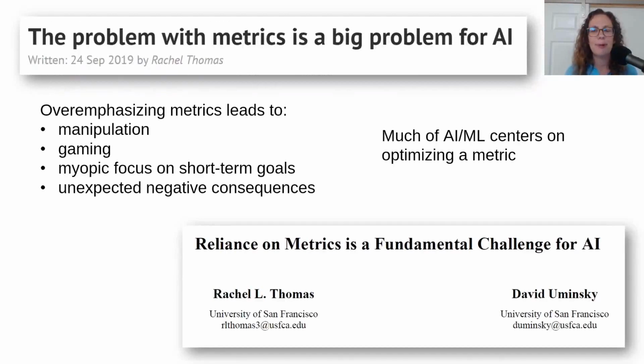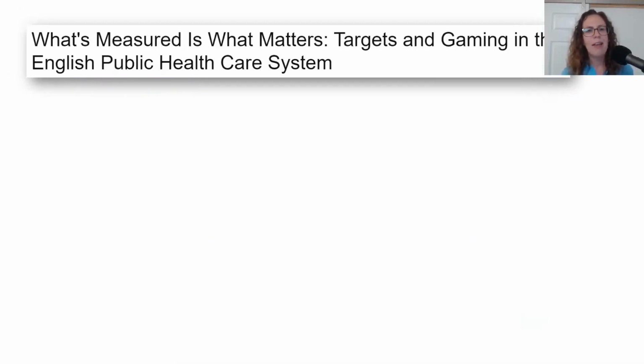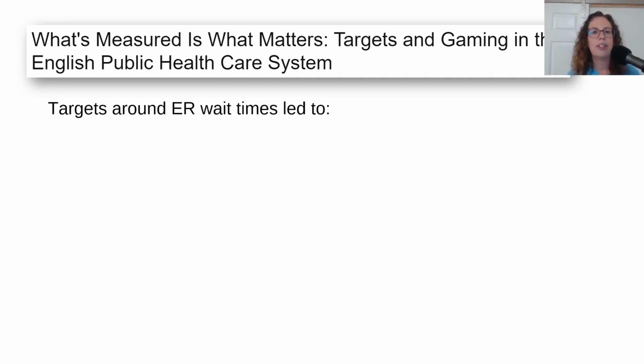I'm going to give a few examples, and this can happen not just in machine learning, but in analog examples as well. So this is from a study of when England's public health system implemented a lot more targets around numbers in the early 2000s. The study was called What's Measured is What Matters. And so they found, one of the targets was around reducing ER wait times, which seems like a good goal.